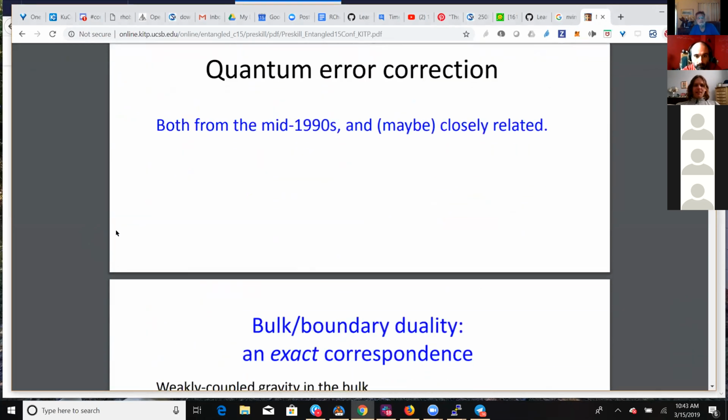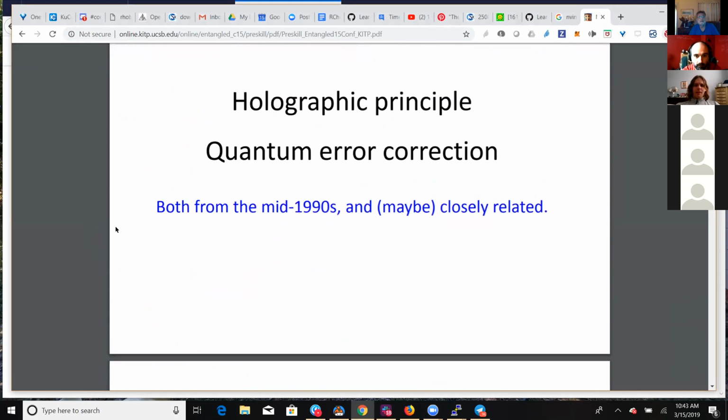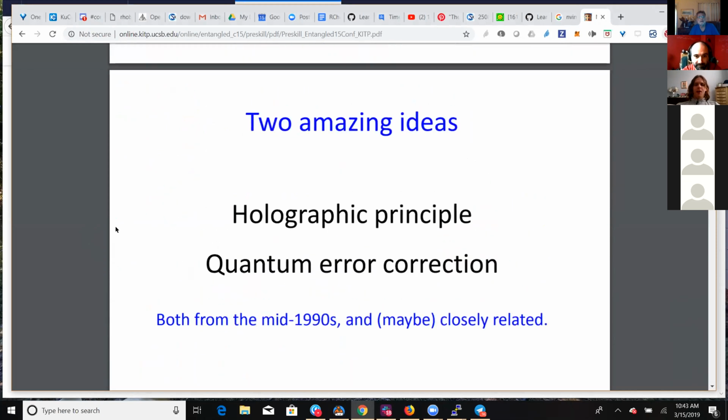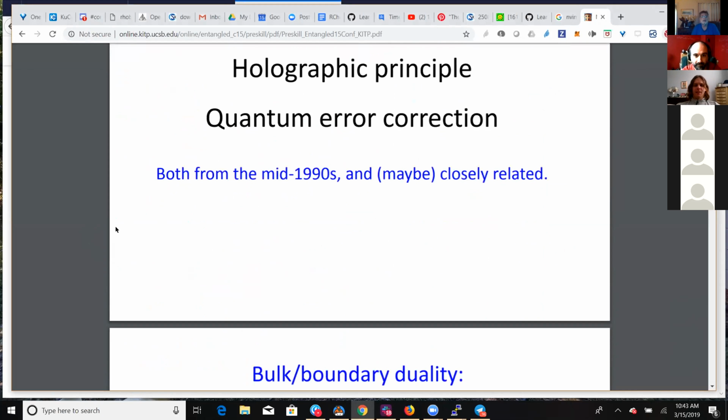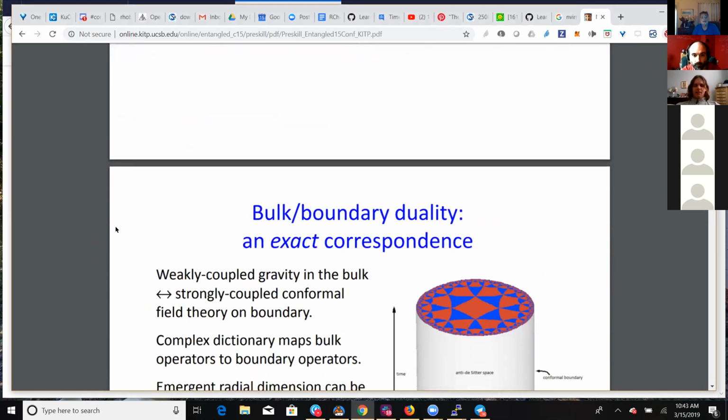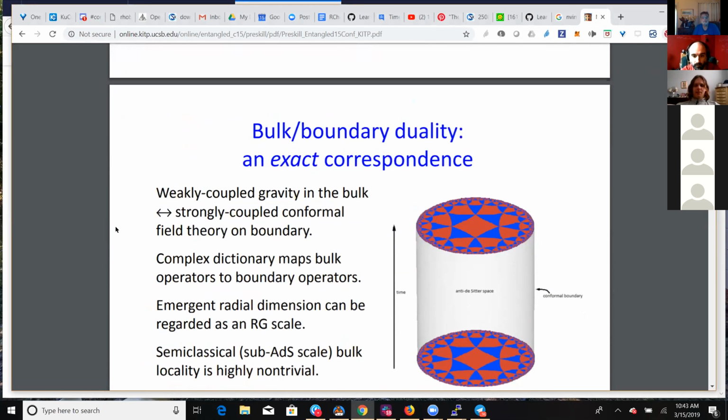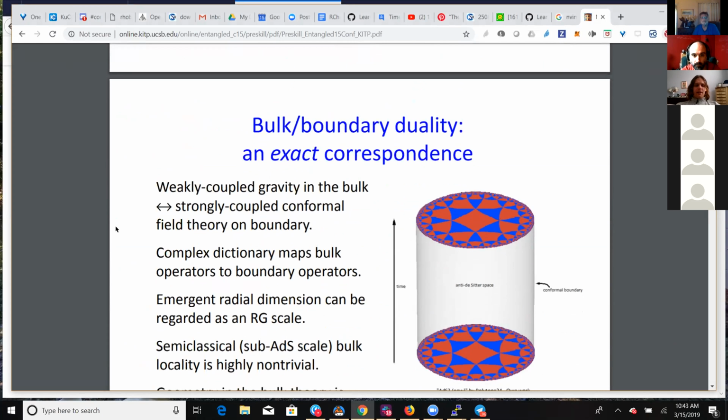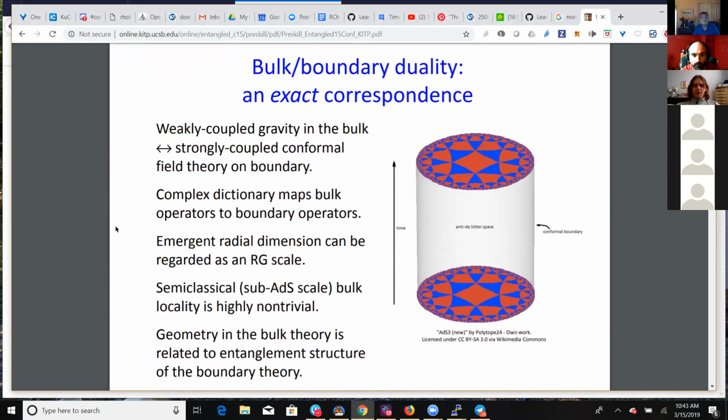Two amazing ideas: holographic principle, quantum error correction. I've heard of the holographic principle, but I forget what it is. They were talking about some anti-de Sitter space or something. Oh yeah, that's it right there. Greg was talking about that when I overheard him. You know what that is, Isaac?